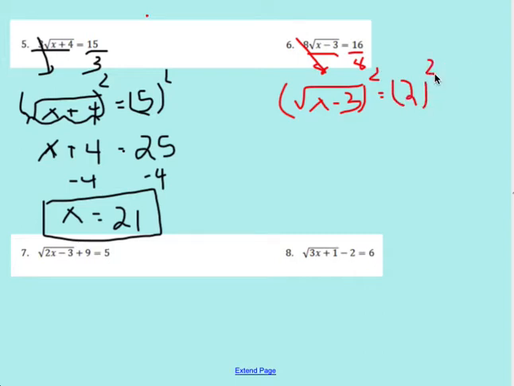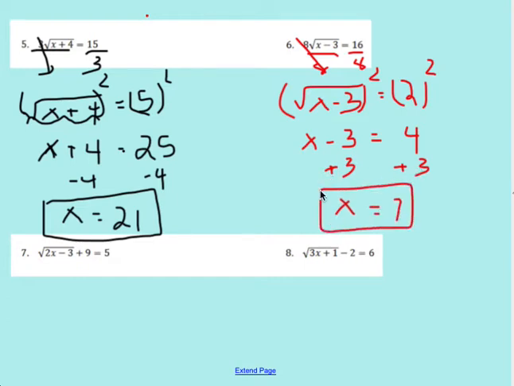So when I take the square of the square root, I'm just left with x minus 3. And then on the other side, I have 2 squared, which is 4. So then I'm going to take that minus 3, and since it's being subtracted, I'm going to add 3 to both sides. So we have x is equal to 7. That's our final answer for number 6.